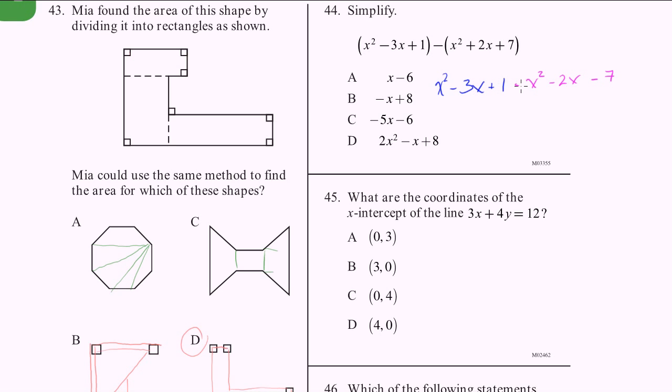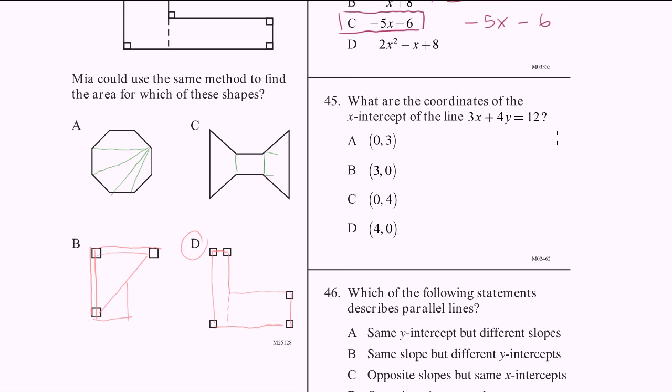So you have an x squared minus an x squared. They cancel out, right? x squared minus x squared is 0. Then you have minus 3x minus 2x, which is minus 5x. And then you have 1 minus 7, which is minus 6. So you're left with minus 5x minus 6, which is choice C.